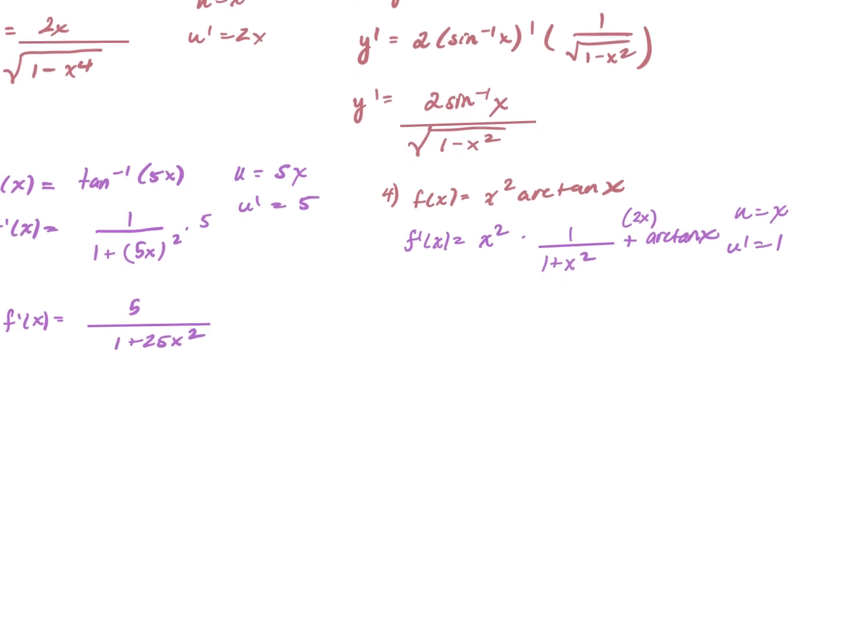Okay, so we're going to get f prime of x is going to be equal to x squared over 1 plus x squared, and then plus 2x arctan of x.